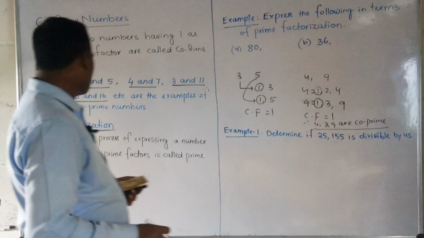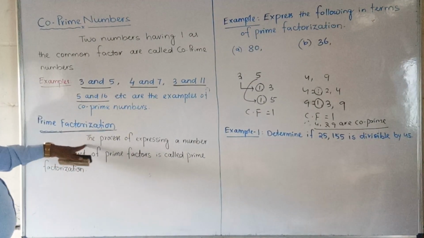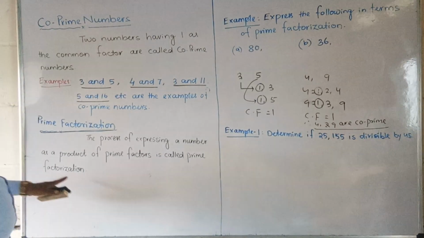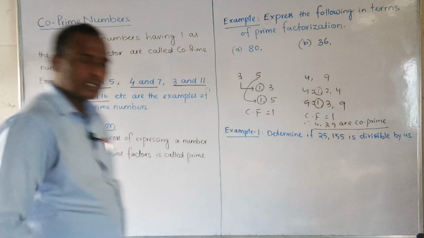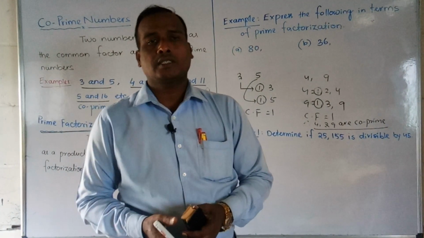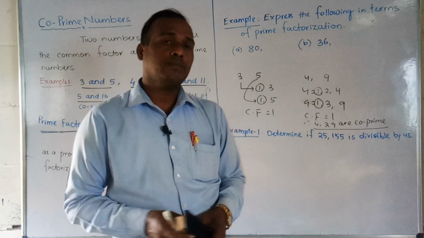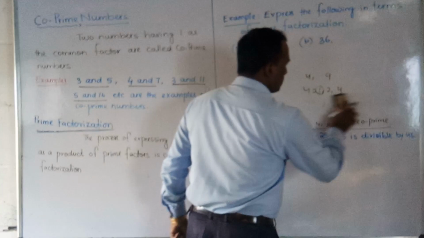Look at the students. The process of expressing a number as a product of prime factors is called prime factorization. Any number we can write as a product of prime numbers. That is called prime factorization. See, I will express it here.